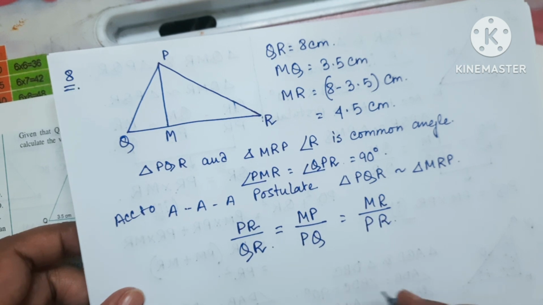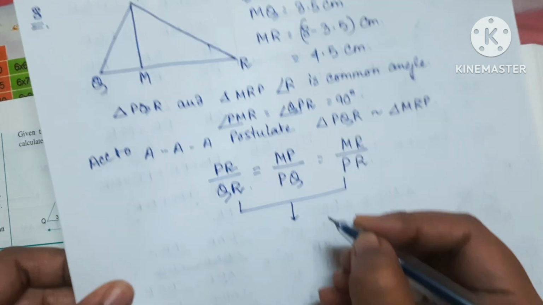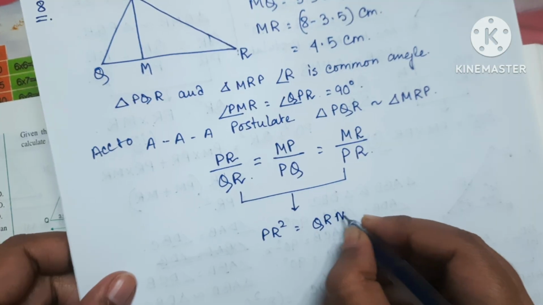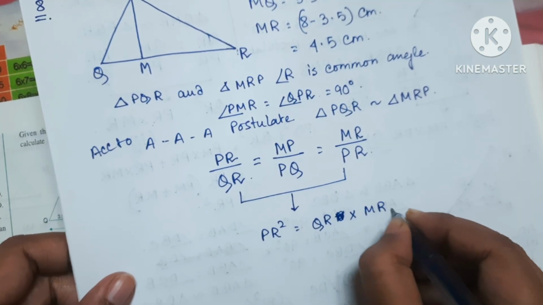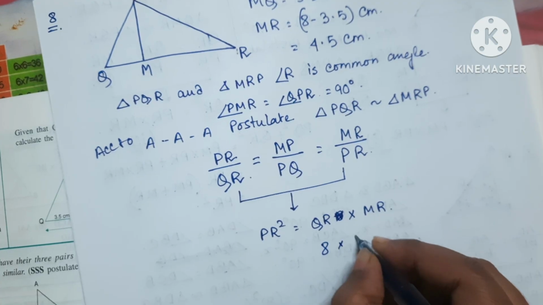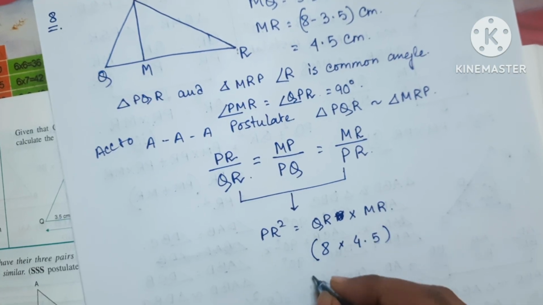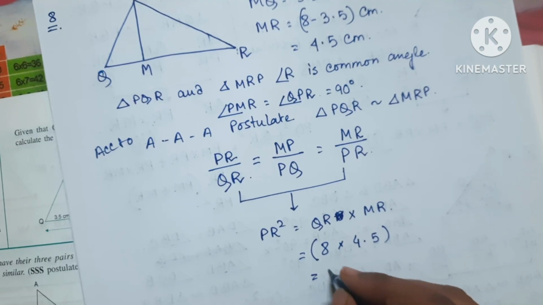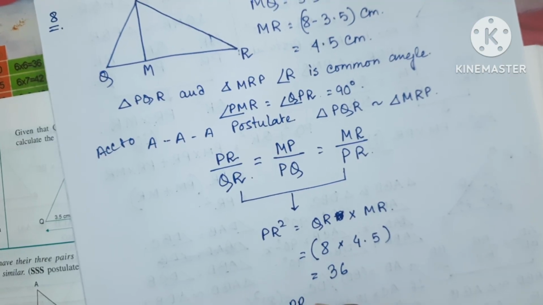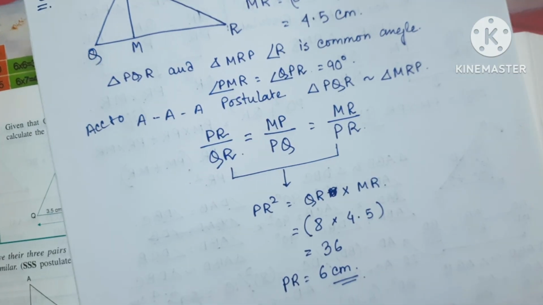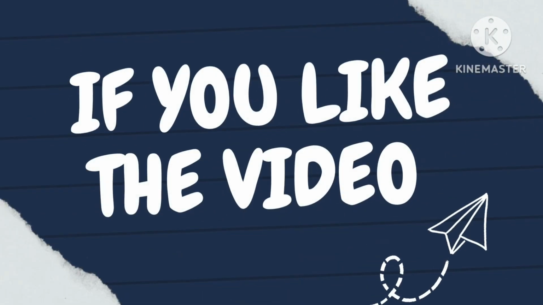Okay. Now from these two parts, you can say PR square is equal to QR into MR, right? Now QR, that is 8 into 4.5. Okay. So if you multiply, it will be 36. So PR will be 6 centimeter. Okay.